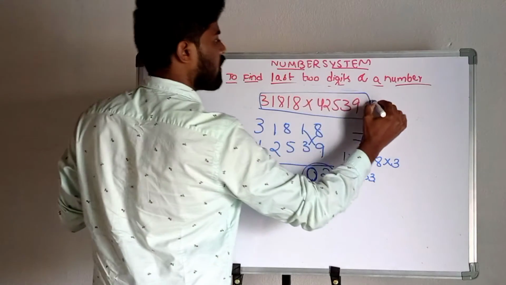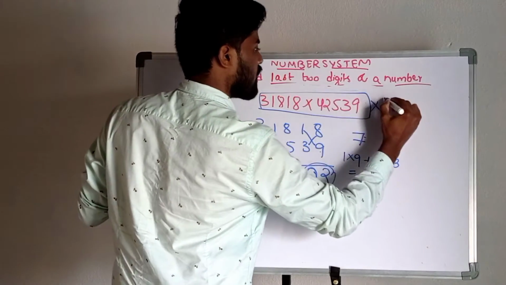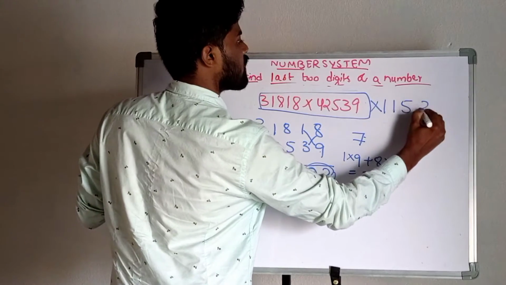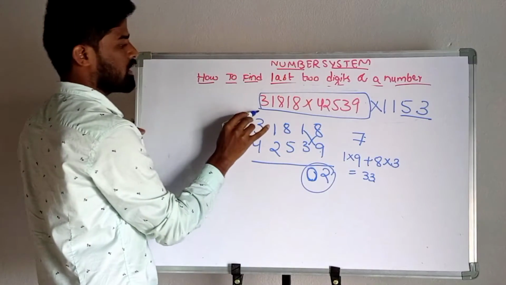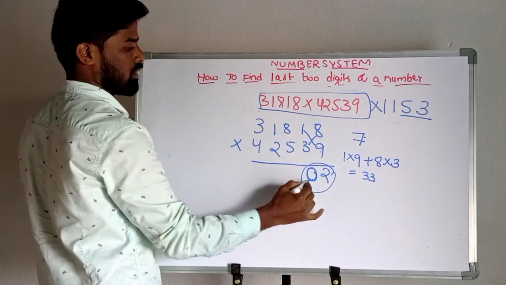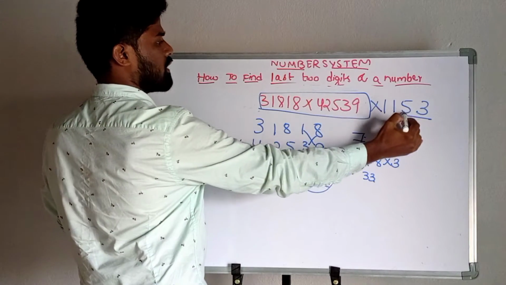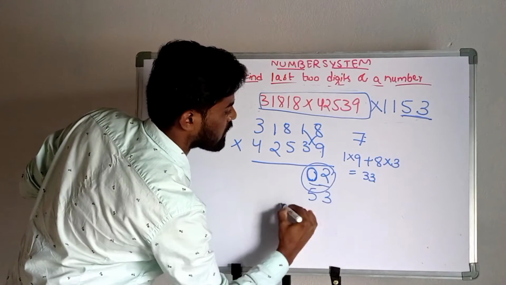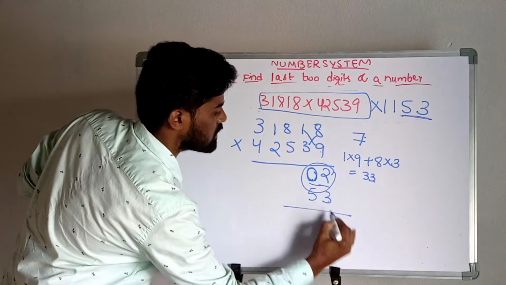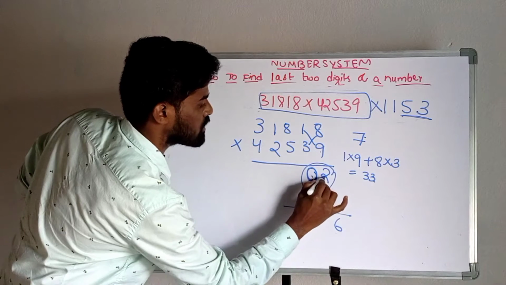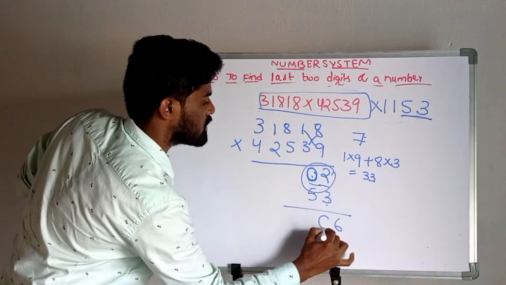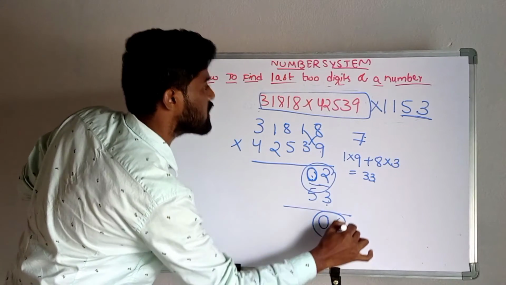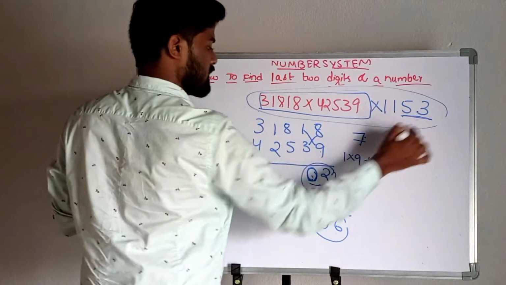Suppose we have another number here like 1153. First find the last two digits of this product, 0, 2. Next take the last two digits of this number and cross multiply: 2 into 3, 6; 0 into 3, 0, plus 2 into 5, 10, 0. That means the last two digits of this whole product is 0, 6.